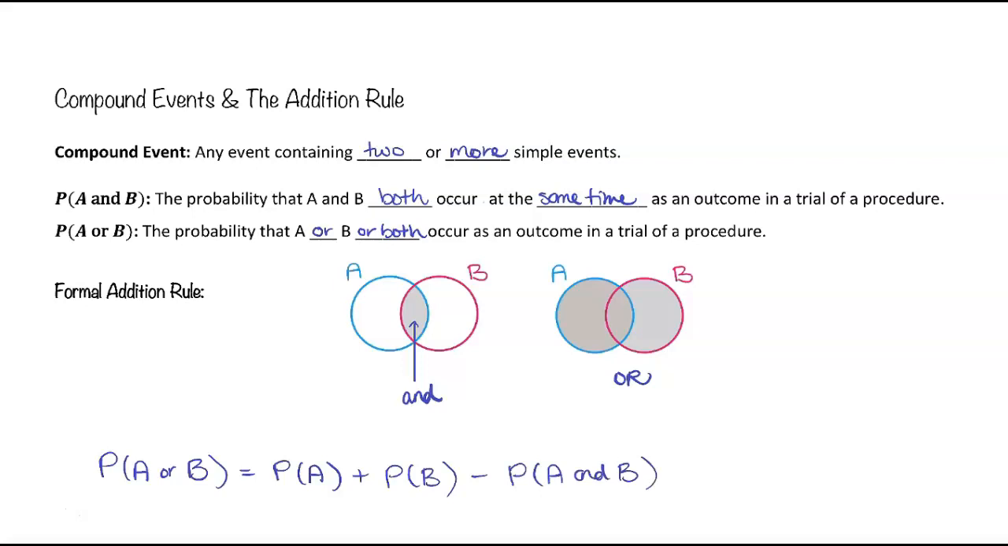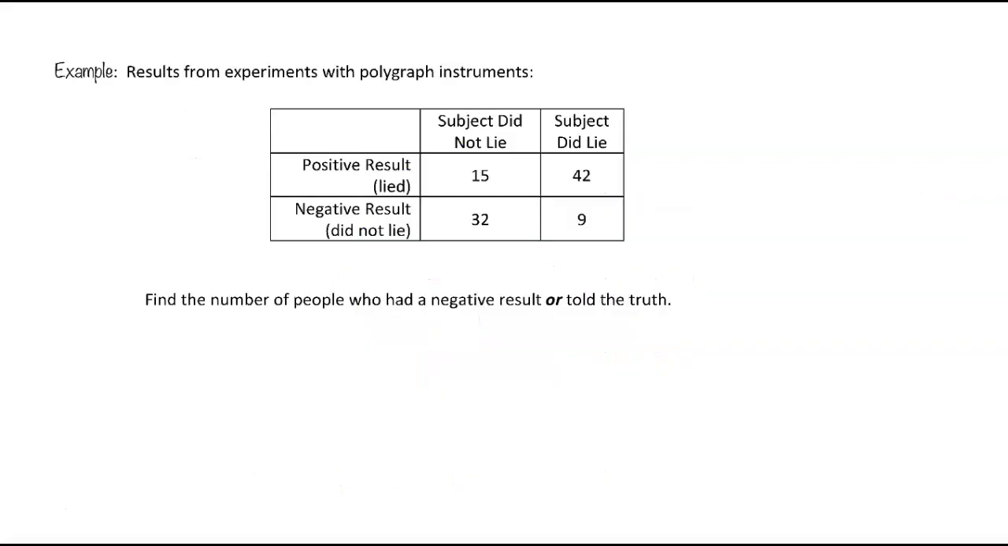Let's take a look at an example. Here we have the results from experiments with polygraph instruments. The results are broken down by whether or not an individual told the truth or told a lie, and if the polygraph instrument gave them a positive or negative result. We are going to find the number of people who had a negative result or told the truth. Notice that in this example, we are only calculating the number of people, not the probability.